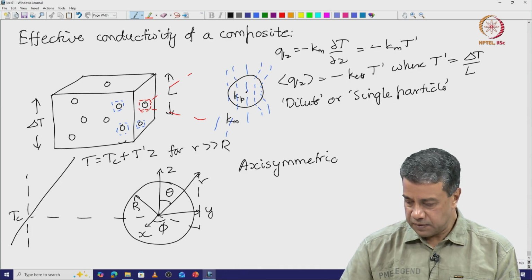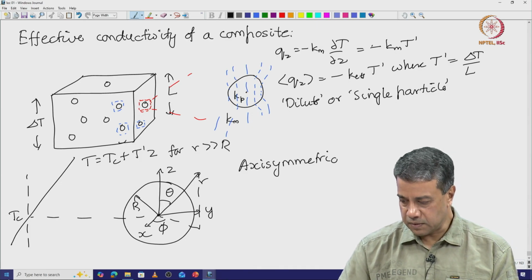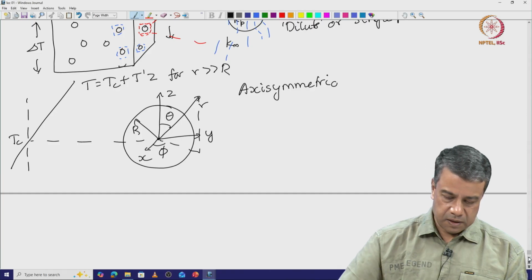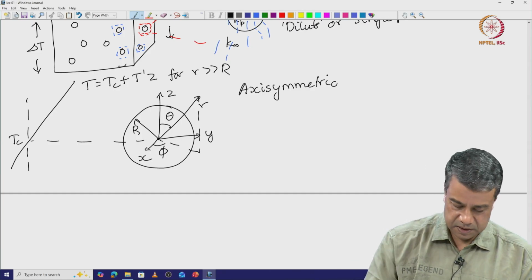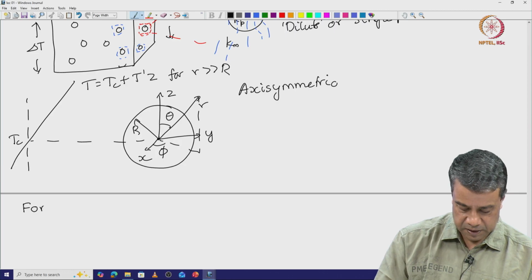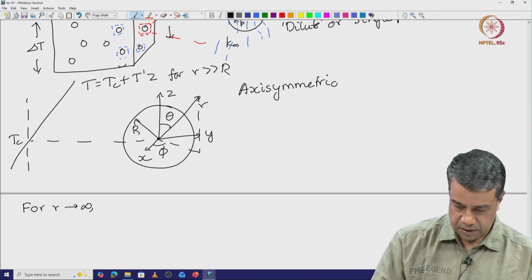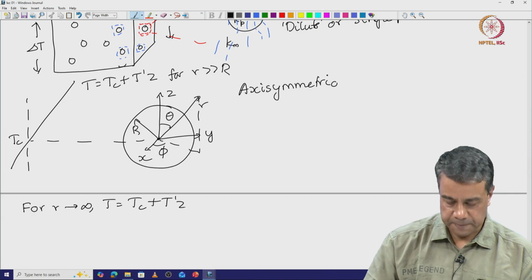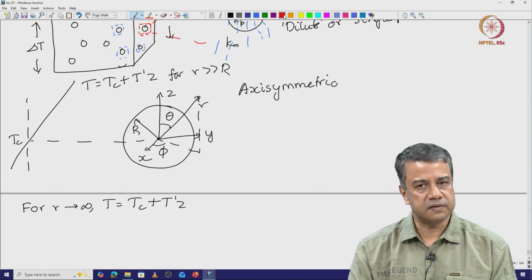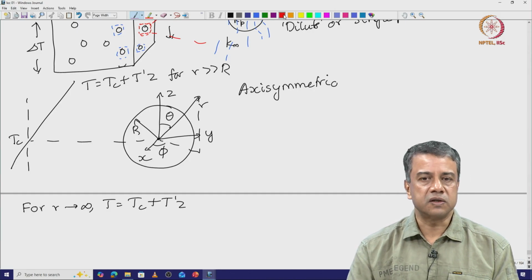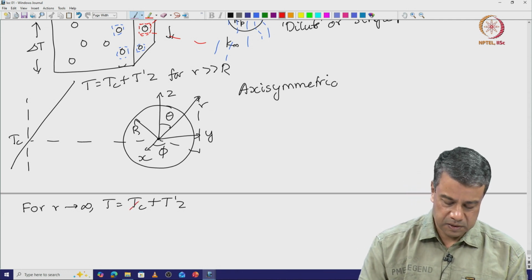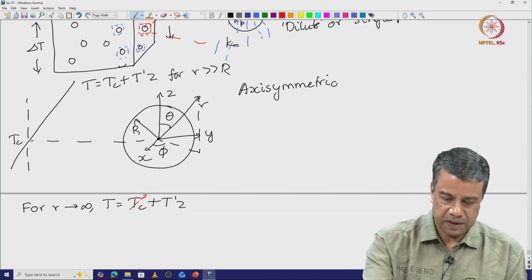The inhomogeneous direction we had identified as the r coordinate. The reason is that the boundary condition is that for r going to infinity, T is equal to Tc plus T prime times z. I told you that this Tc makes no difference as far as the flux is concerned. The constant temperature does not alter the flux field around the particle, because the flux field is related to the gradient in the temperature. Therefore, we can neglect it in this analysis.